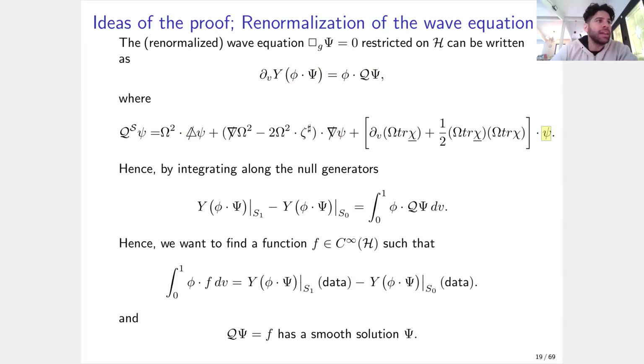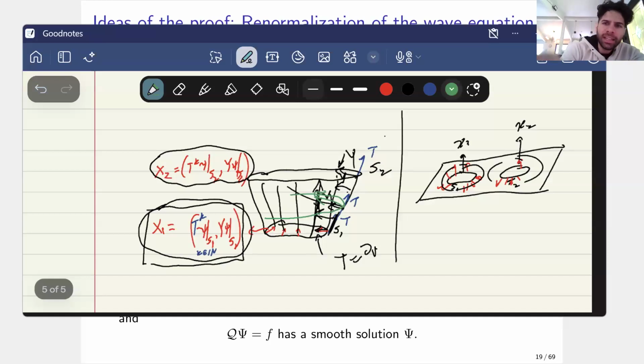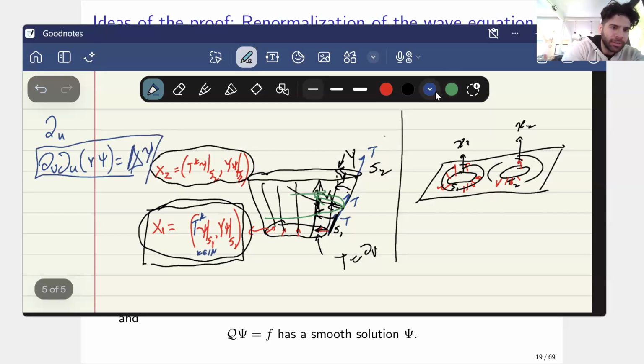So the simplest example of this equation would be the Minkowski case, where you get something like that: du dv of r psi is like an elliptic operator, the spherical Laplacian. So this is the wave equation of Minkowski. This is a conformal factor. This is the one null derivative. This is the other null derivative. And this is the elliptic operator. This is just the Laplacian, the round Laplacian on the round sphere.